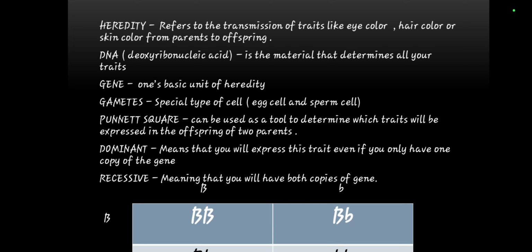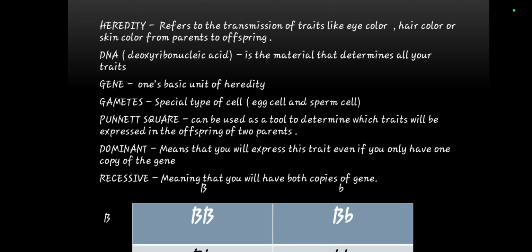Okay? So after the heredity, of course, how can we get the heredity? Of course, with the cell. So as I've said a while ago, in cell division, we have two ways. We have mitosis and meiosis.